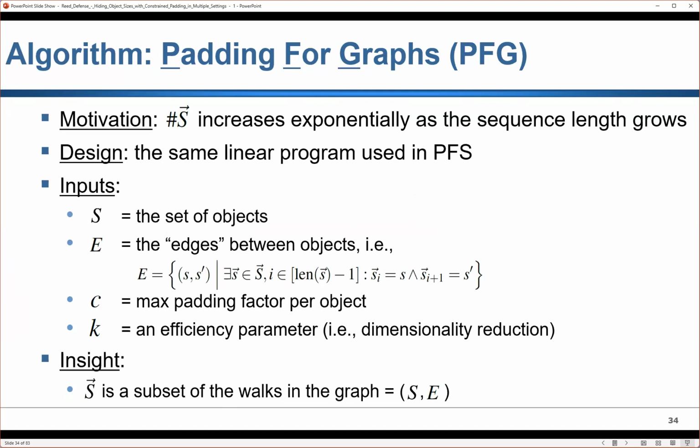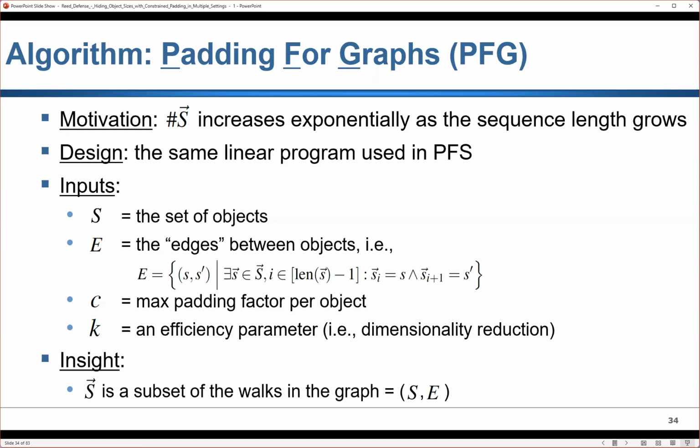Now, it's the case, though, that the number of sequences possible for a given object store increases exponentially as the sequence length grows. And so it can be, in some cases, infeasible or difficult for an object store to run PFS on all of the sequences. So then what we saw was a solution where, what if an object store can't run PFS on all of the sequences? What else could it do?